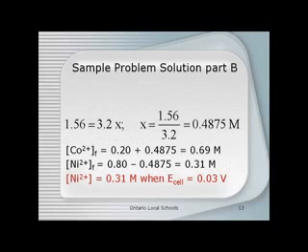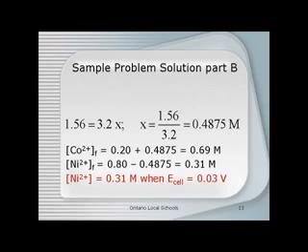Now that I know x, I can go ahead and find what my final concentrations of the cobalt 2 plus and the nickel 2 plus are. For my cobalt 2 plus, I'm going to take 0.20 plus x, so 0.20 plus 0.4875 is equal to a final concentration of my cobalt 2 plus ion of 0.69 moles per liter. My final concentration of nickel 2 plus would be 0.80 minus x, which is 0.80 minus 0.4875, which is equal to 0.31 moles per liter.